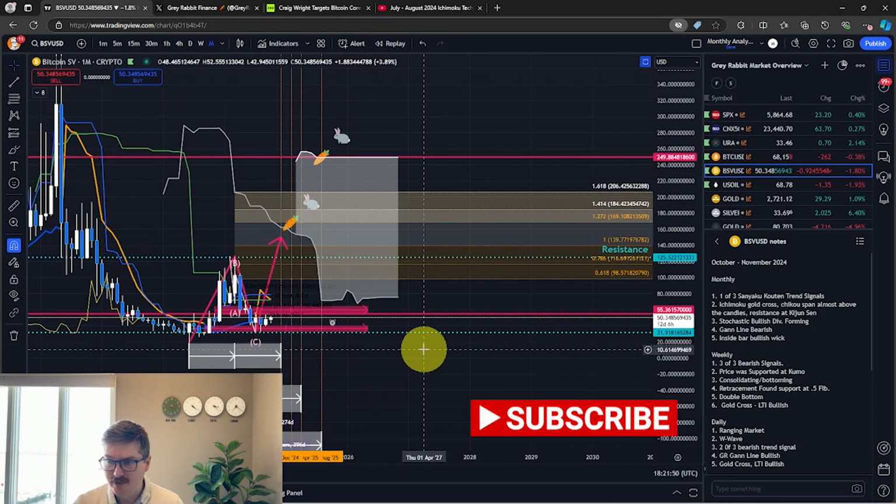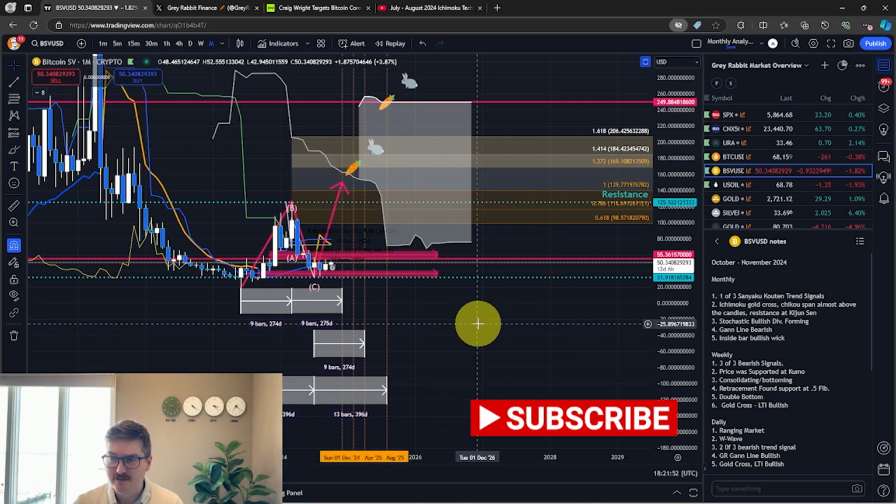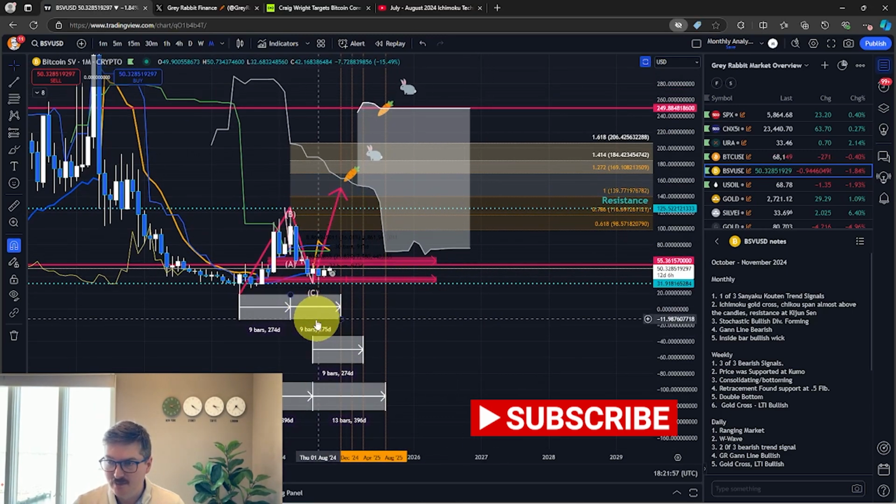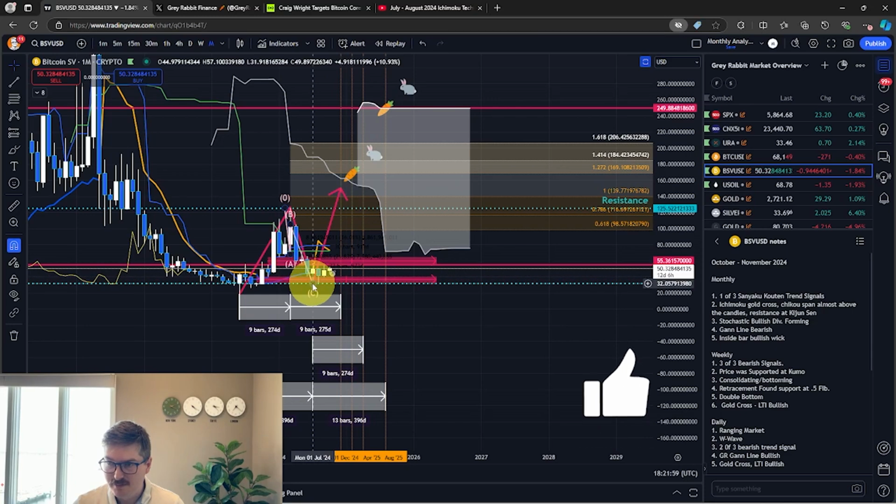And let me turn my drawings on. Actually, one more thing I wanted to mention. In terms of time analysis, you can see that here was the bottom. So price and time were balanced here.